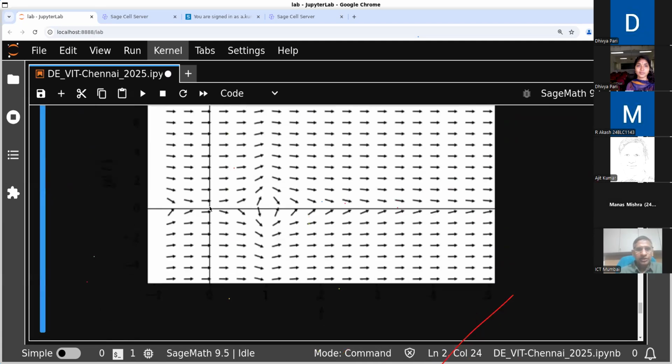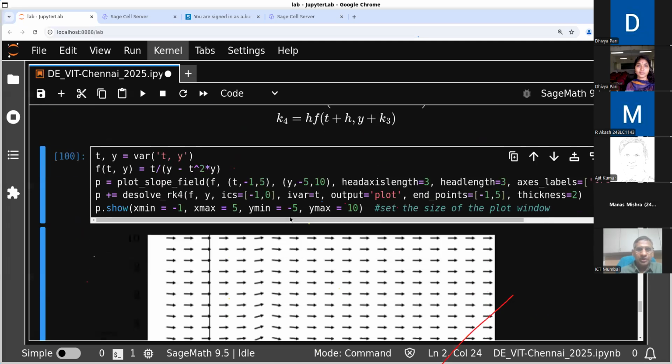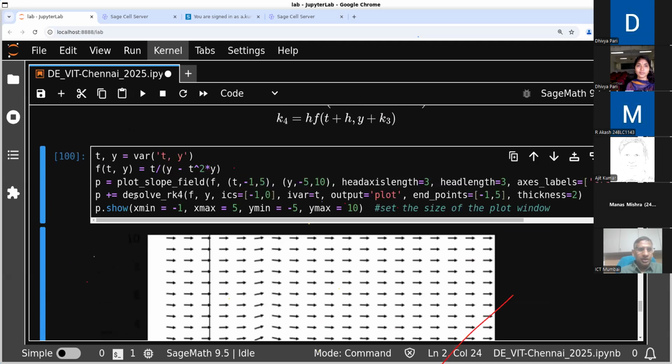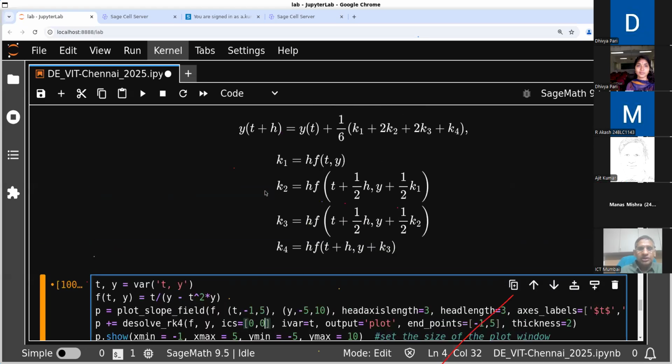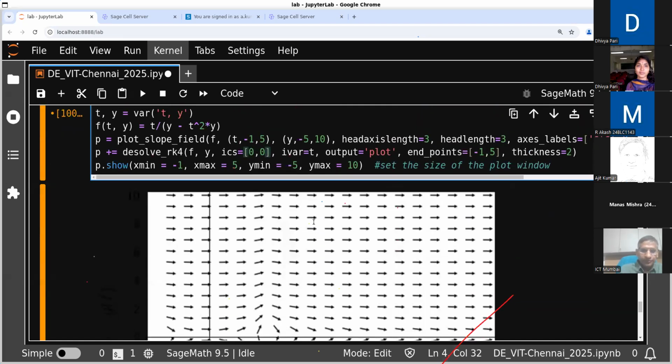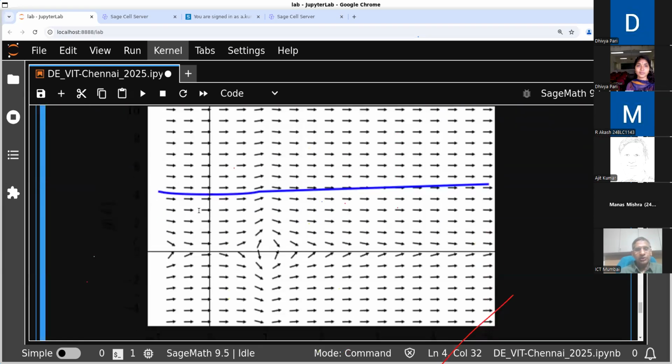This is how the solution looks like. You can see here the behavior. This is how it is going here. At 0, there is some kind of odd behavior. And here it is using DSolve RK4 of f with initial condition. So here let us give initial condition 0. What was the initial condition here? 0, 4. Now that's the solution curve. At 4, this is how it looks like.